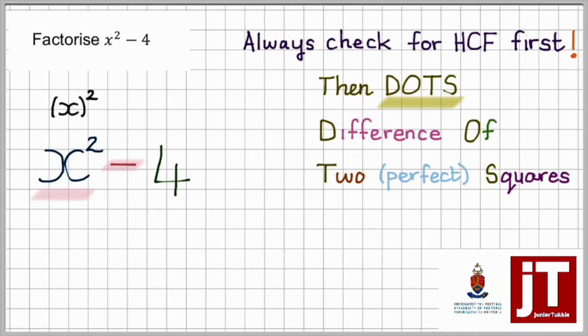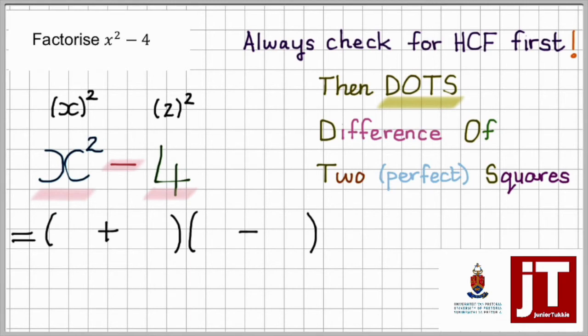So we start off with the first term, x squared, and we remember we can obtain x squared by saying x to the power of 2. So x squared is a perfect square. We then look at the second term, which is 4, and we remember that we can obtain 4 by saying 2 to the power of 2, and therefore 4 is also a perfect square. We therefore do have a difference of two squares, and we can factorize this expression by using the method that we use whenever we have a difference of two squares.